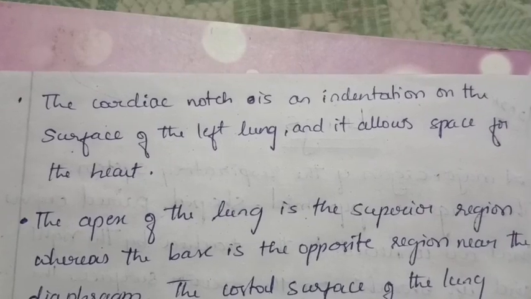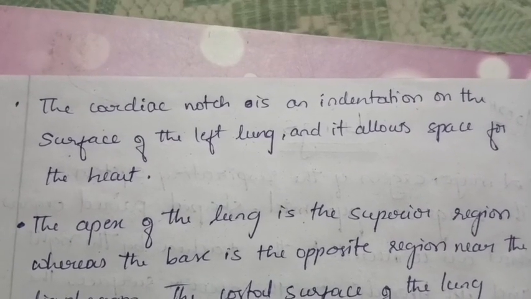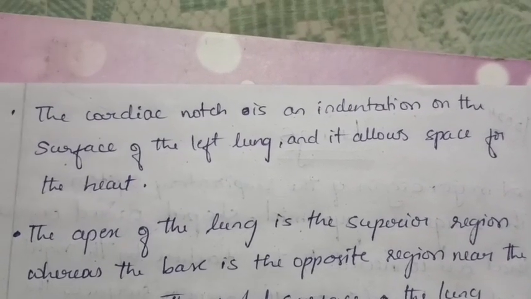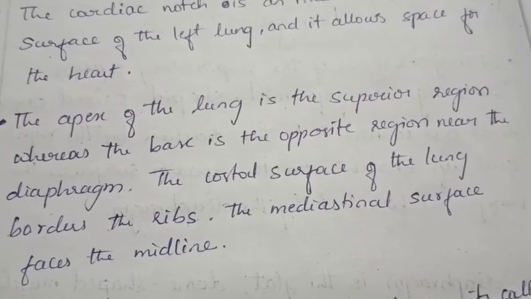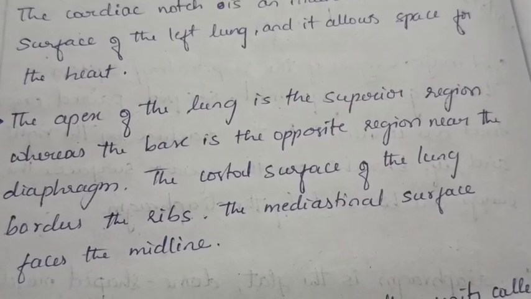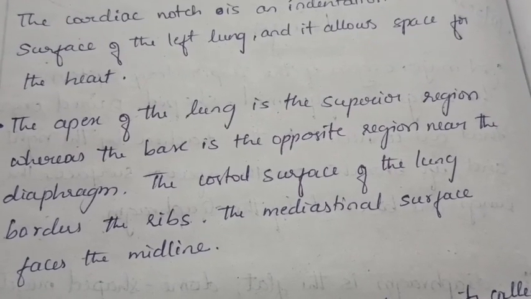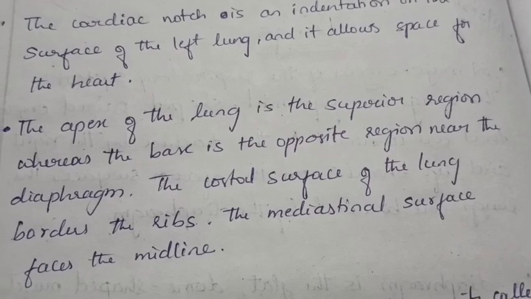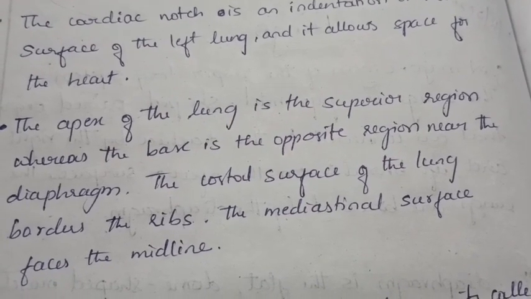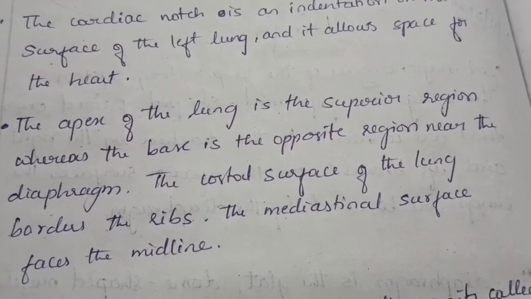Anatomy of the lung. The cardiac notch is an indentation on the surface of the left lung, and it allows space for the heart. The apex of the lung is the superior region, whereas the base is the opposite region near the diaphragm. The costal surface of the lung borders the ribs. The mediastinal surface faces the midline.